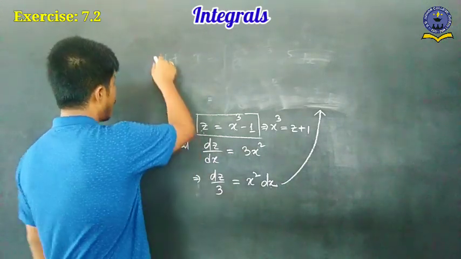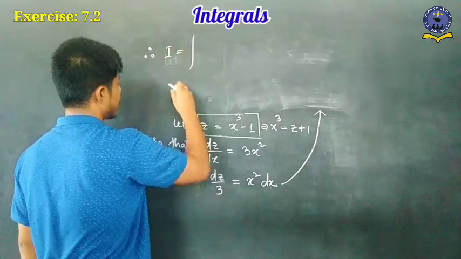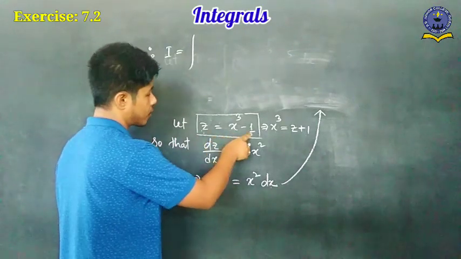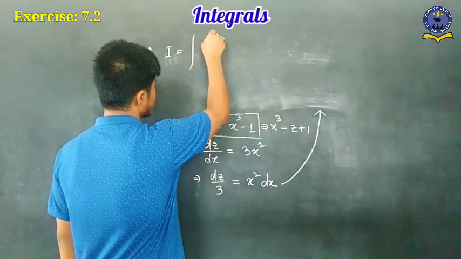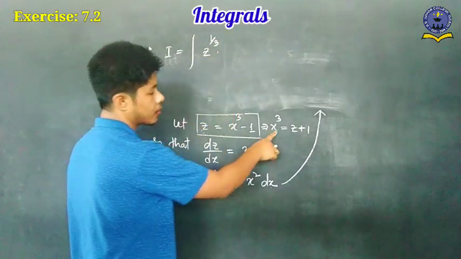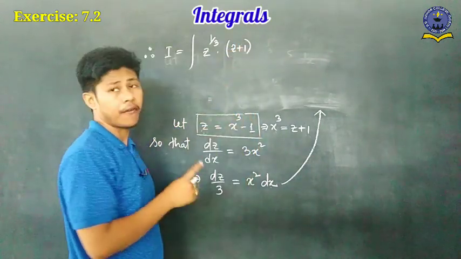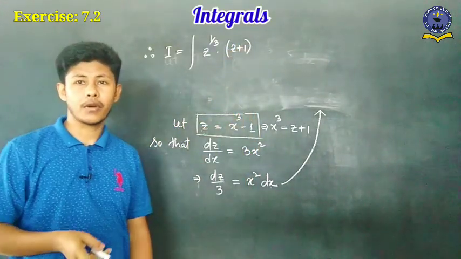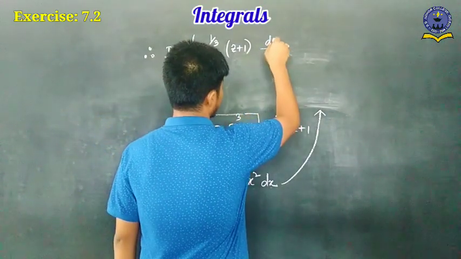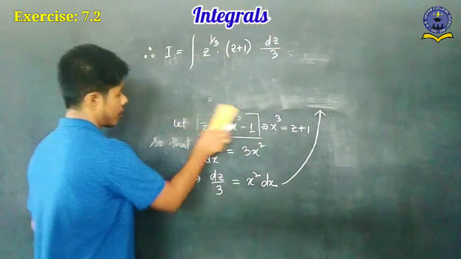Now we write I equals integration. In place of x cube minus 1, we write z. So this one is z to the power 1 by 3, into, then remaining x cube. In place of x cube, what do we write? We write z plus 1. Is it clear? And finally the last one is x square dx. In place of x square dx, we write dz by 3. So this one is our substitution.